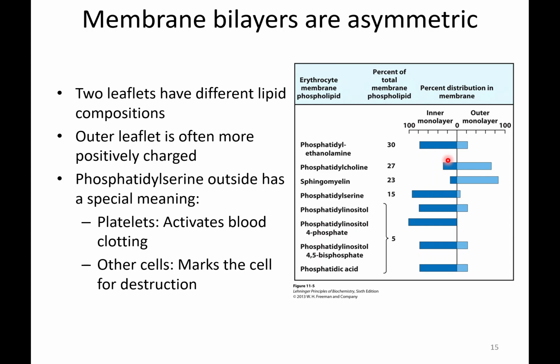Phosphatidylethanolamine and phosphatidylserine are the overall negatively charged lipids, and you can see that they are in a higher amount on the inside monolayer. And that's not by accident. That has some biological significance to it. When you see phosphatidylserine going to the outside monolayer, that has some signaling implications. Depending on what kind of membrane you're in, if it's in a platelet, phosphatidylserine on the outside will activate blood clotting. Other cells, when phosphatidylserine makes it to the outside in a large amount, that marks the cell for destruction, for apoptosis.